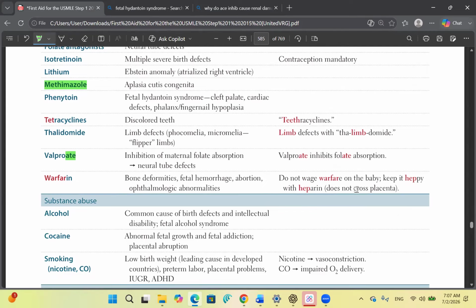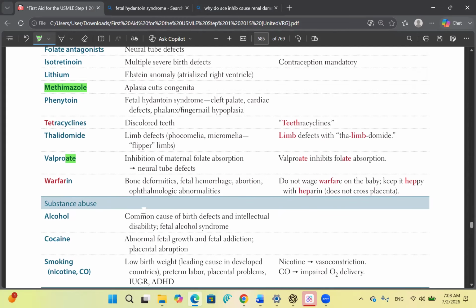It is contraindicated in pregnancy because it crosses the placenta and can cause coagulation in the fetus, which can lead to bone deformities and eventually abortion and ophthalmologic abnormalities.